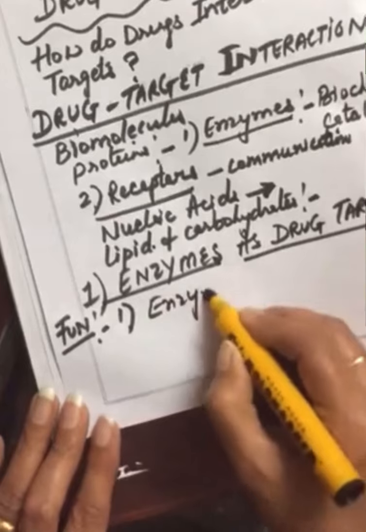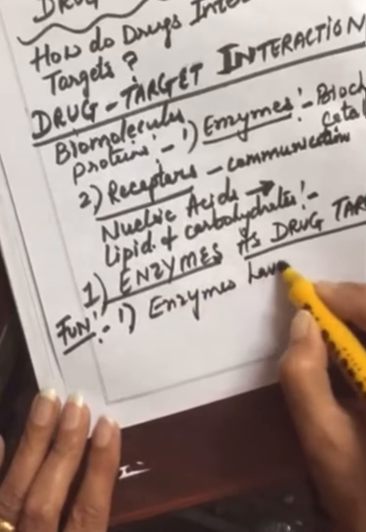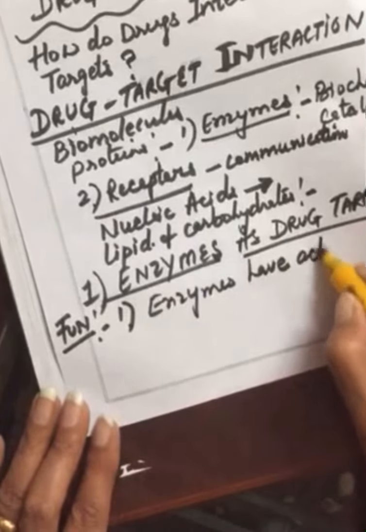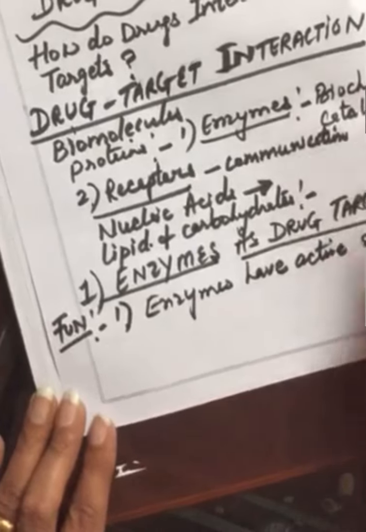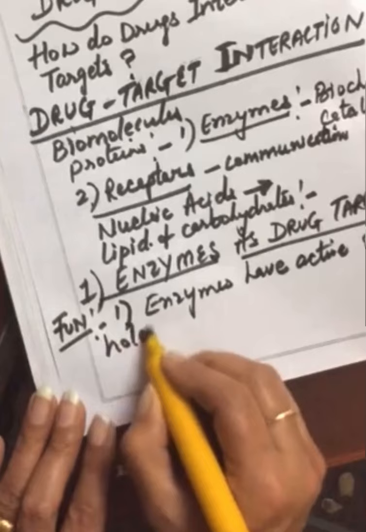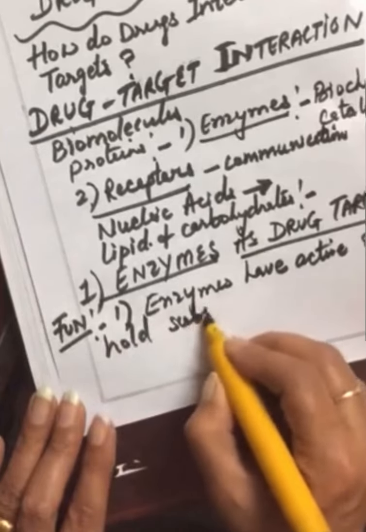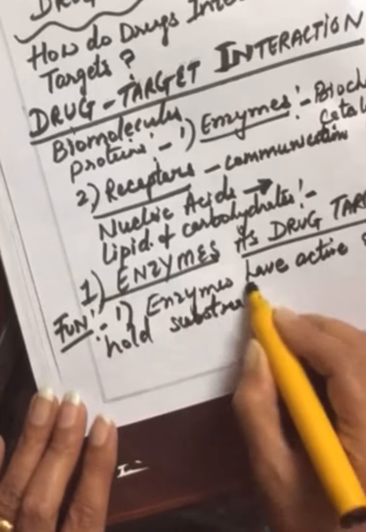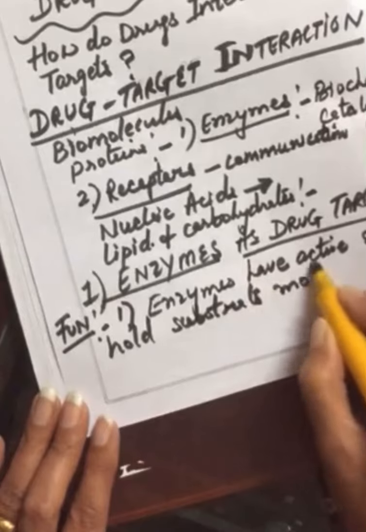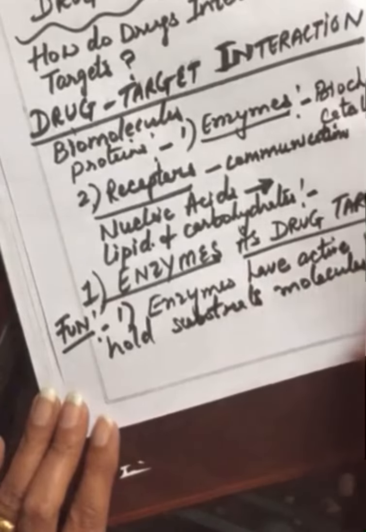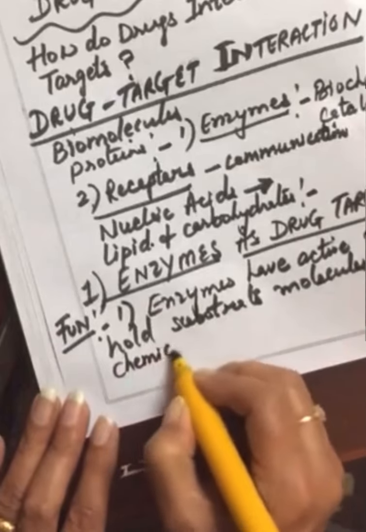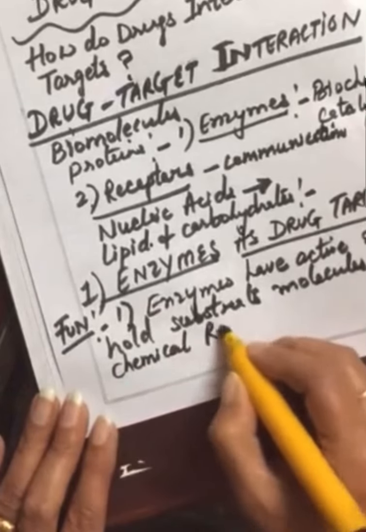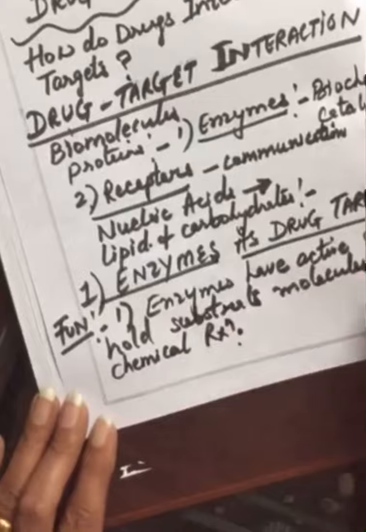Enzymes have active sites to hold substrate molecules for a chemical reaction. Now to understand this, I am drawing a diagram. Just see.